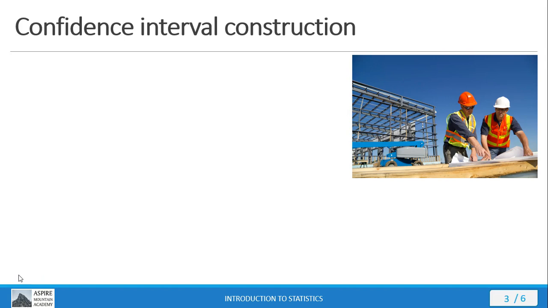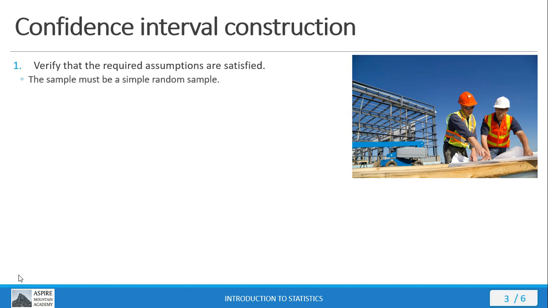So let's review the steps for constructing a confidence interval for variance or standard deviation. First, we're going to verify that the required assumptions are satisfied. First assumption is that the sample must be a simple random sample. Second, the population must be normally distributed. This is a pretty strict requirement. It doesn't matter how large the sample is.